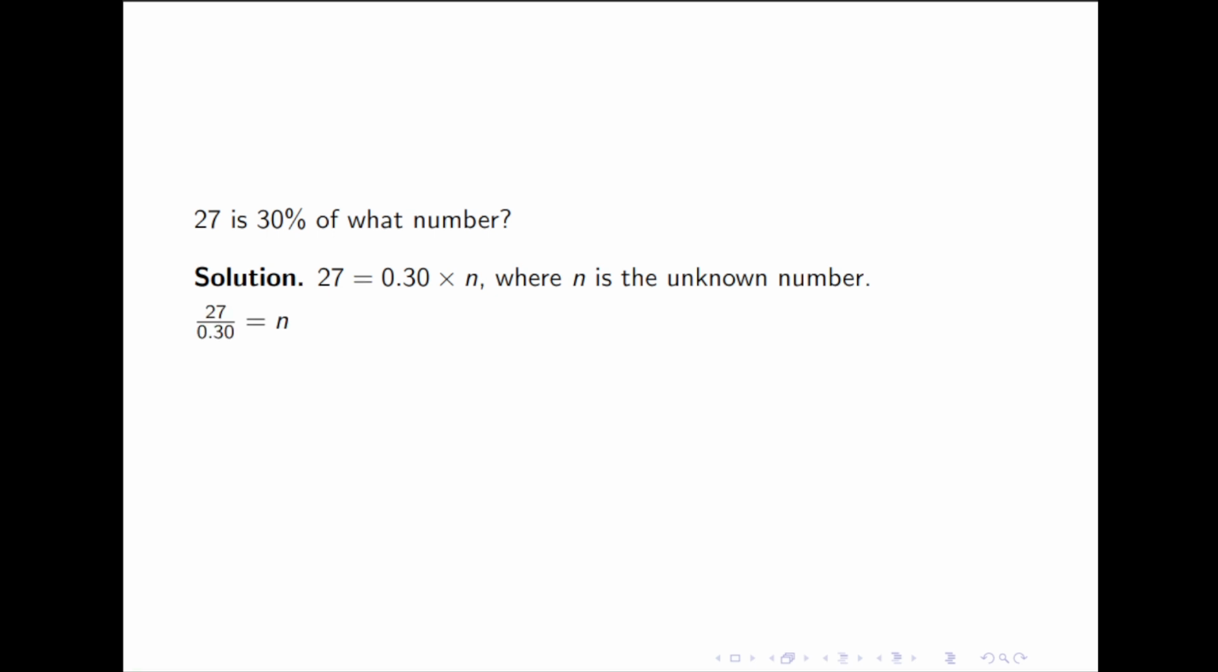To solve for n, we divide both sides by 0.30. So we have 27 divided by 0.30 equals n. Simplifying the left side, we have 90 equals n.